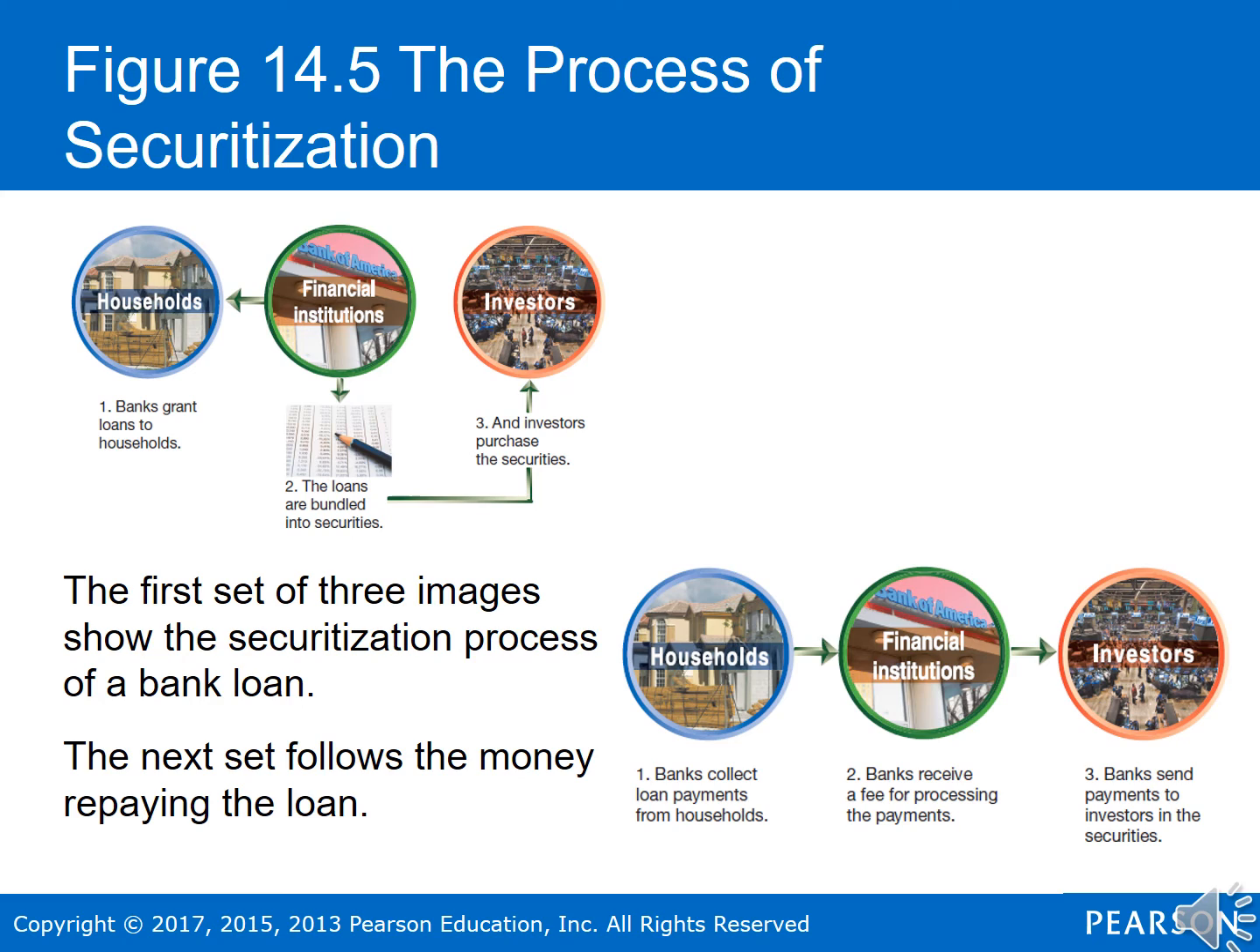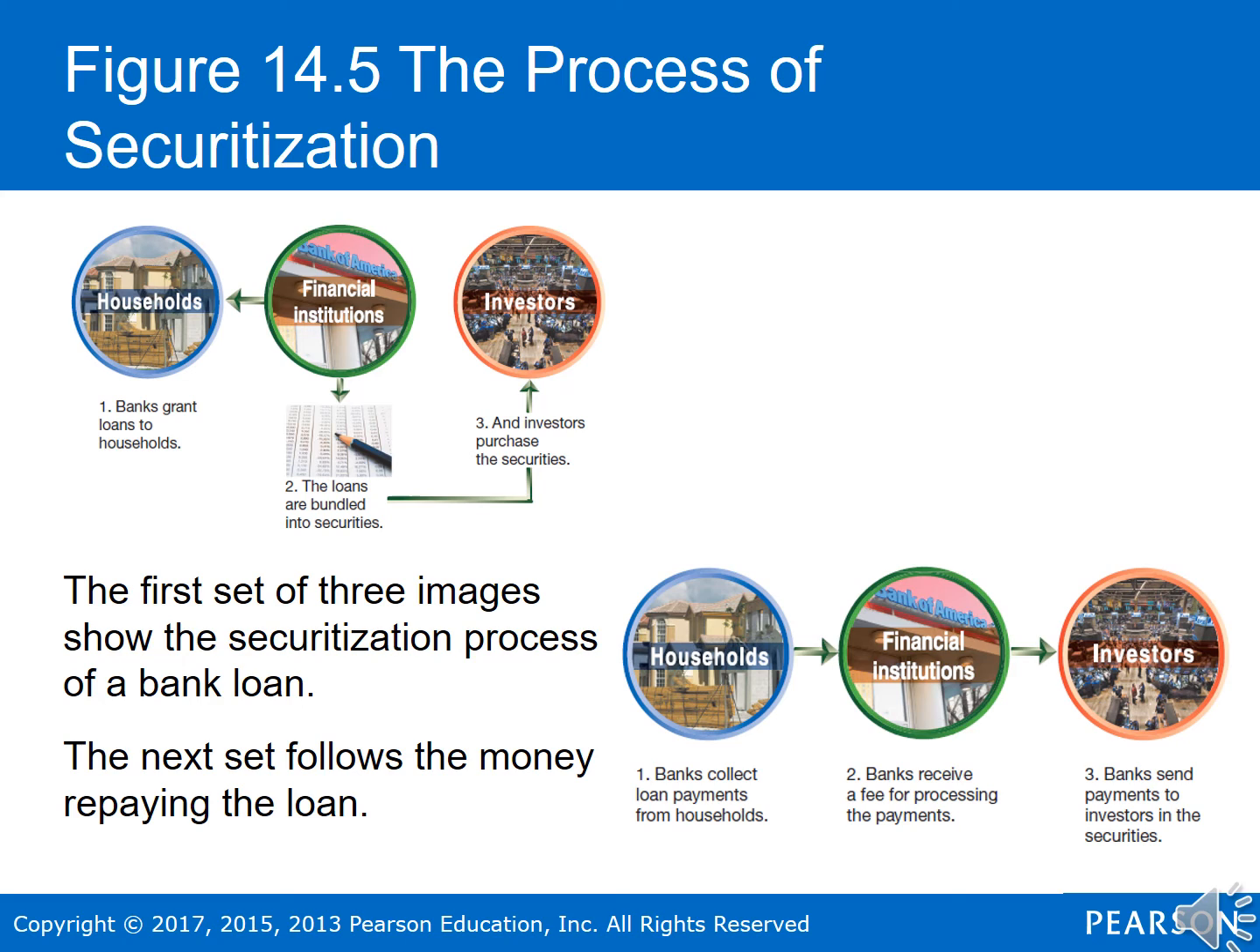All right, so now let's walk through the process of securitization of these types of assets like home loans. First, the banks grant loans to households that they use to purchase these homes. From there, financial institutions take a bunch of those loans and bundle them together into a security. From there, investors can now buy shares of that. They can buy portions of those bundled securities.